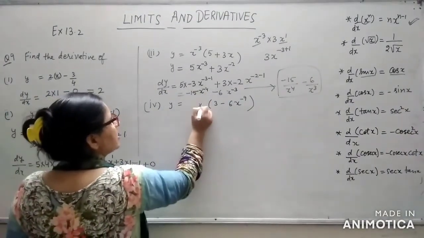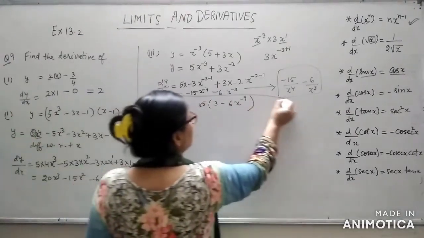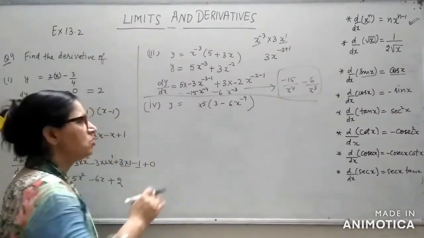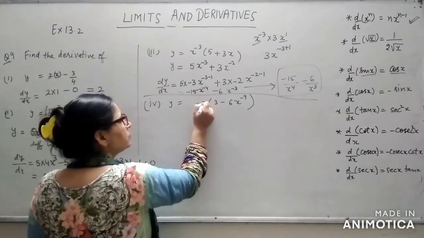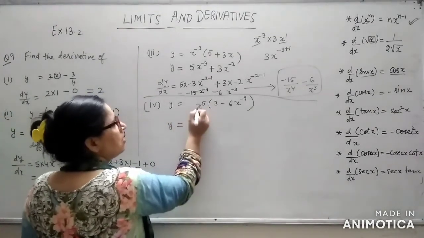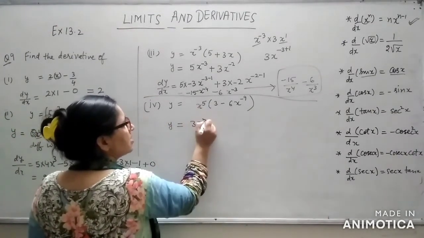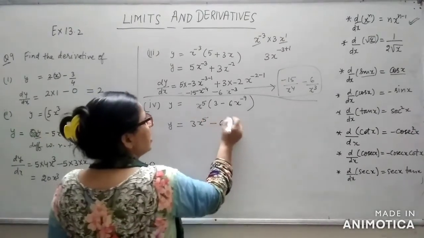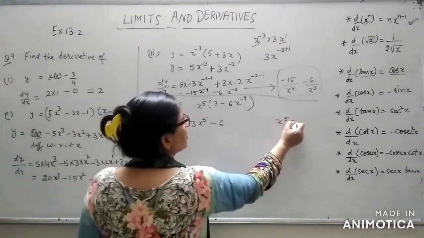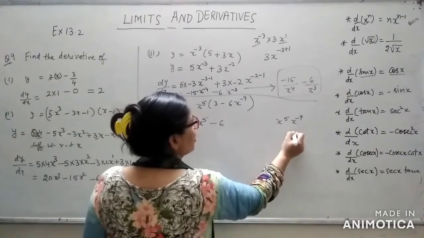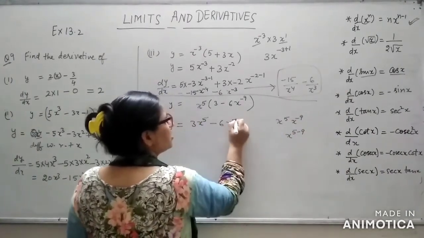Here it is x raised to power 5. This x raised to power 5 is multiplied with this. So we can multiply it. Multiplication is possible. So this 3 is multiplied with x raised to power 5, minus 6 x raised to power 5 into x raised to power minus 9. So x raised to power 5 minus 9. So x raised to power it is minus 4.